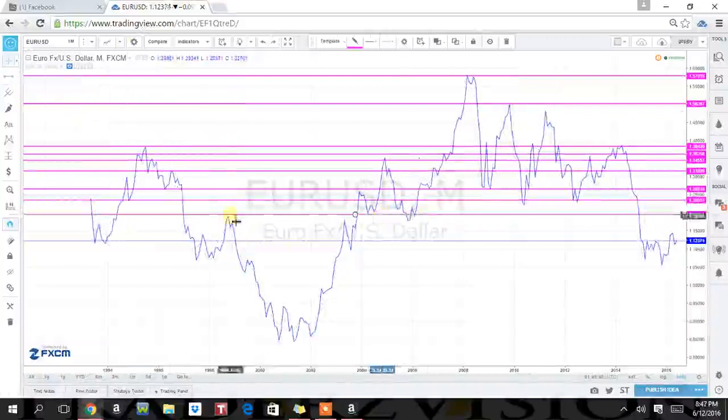Right here it's acting as resistance because it's under the market, and then it breaks through it, comes back down to it, acts as support. Same here, acts as support on the upside of the market. So that's a good zone.